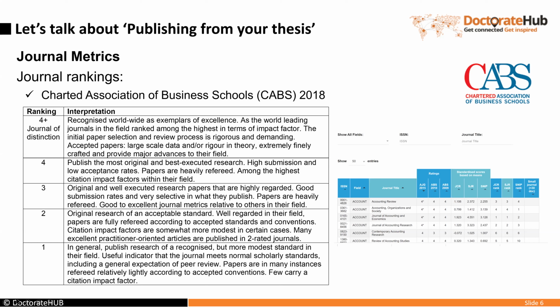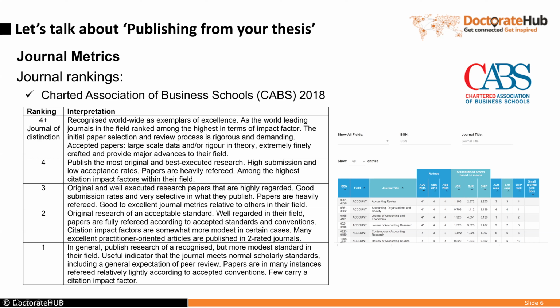The next ranking of 4 is also extremely high ranking, and the papers are very heavily refereed. Most people look at the 4-star journals. There is a high submission rate and very low acceptance rate, about 95% rejection. And again, it's one of the high citation impact factors within the field. 3 gives you quite original and well-executed research papers. There's a good submission rate on those.